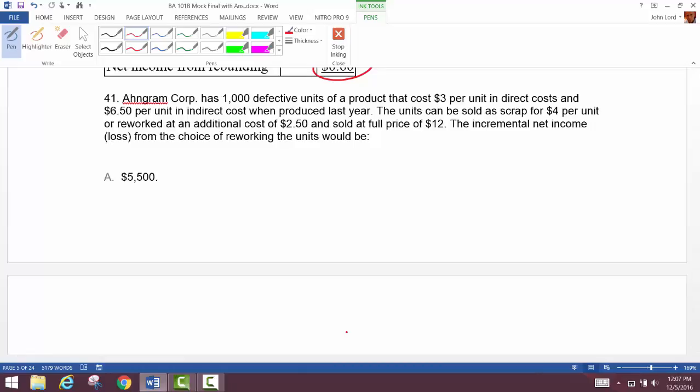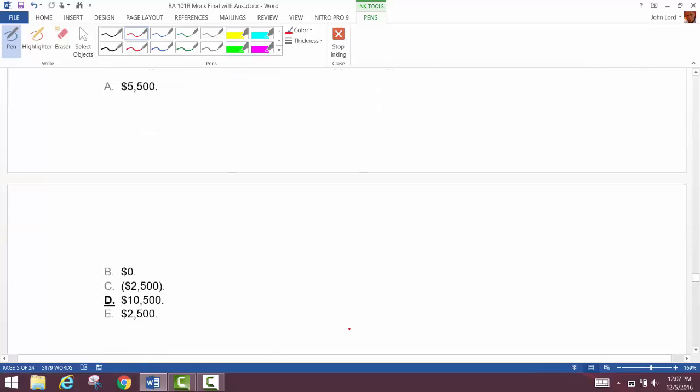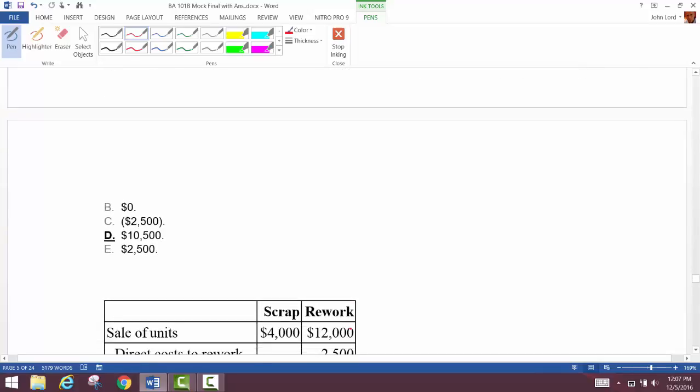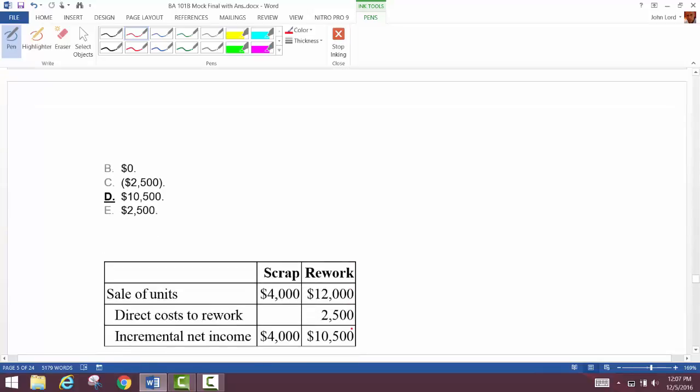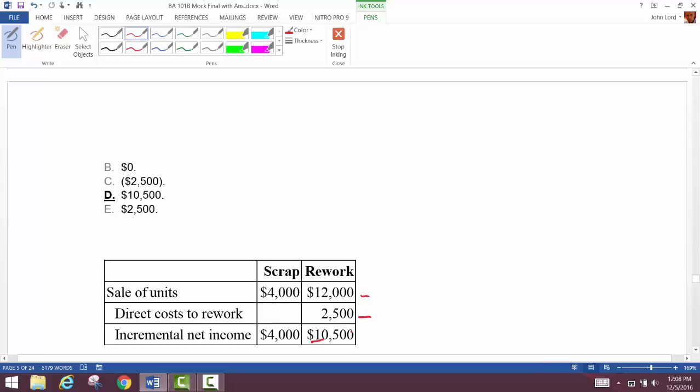And so the incremental net income loss from the choice of reworking the units, we just had this one, didn't we? Is 10,500. I think we had the same exact problem on this test, right? Well, at least we're consistent. So it was what? The 12,000 minus the direct cost of the rework is 9,500.